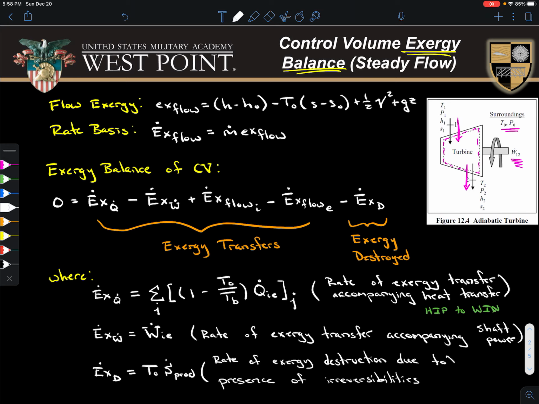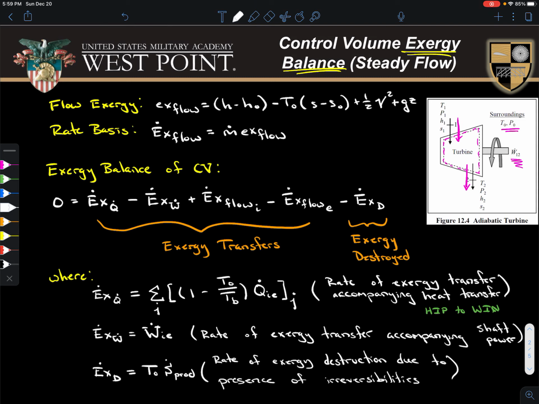So recall from MC311 that irreversibilities could be things like, say, generation of heat, like friction. If you had a flow that was not inviscid, you're inevitably going to have shear stress and friction. You're going to generate heat. Those are going to be irreversibilities. You could also have heat transfer through a finite temperature difference. So rather than an infinitesimally small temperature difference, that's going to produce irreversibilities.